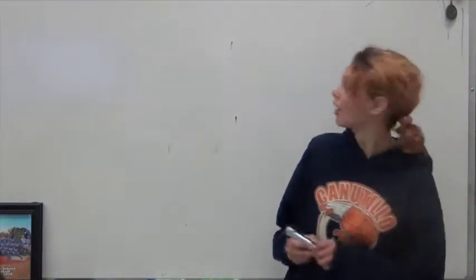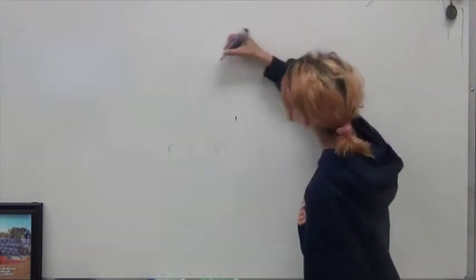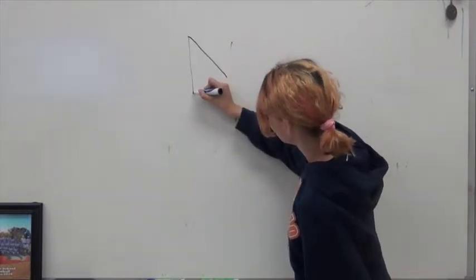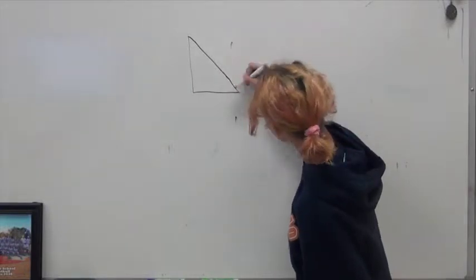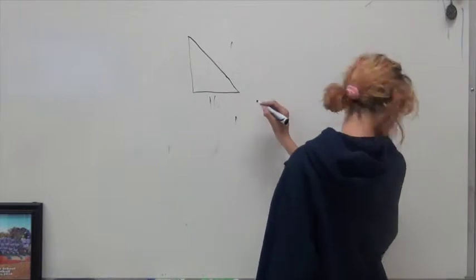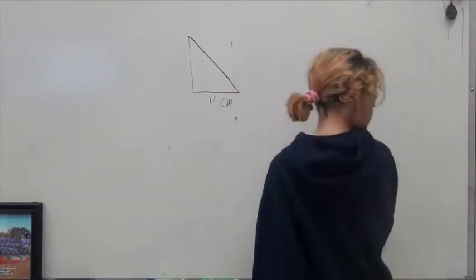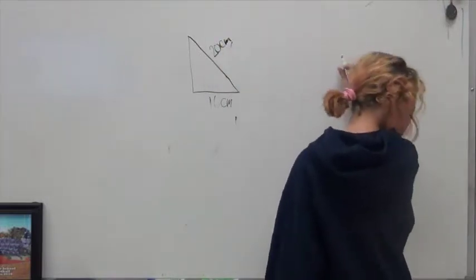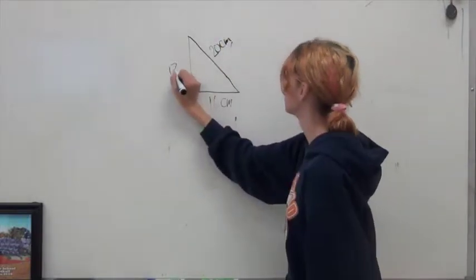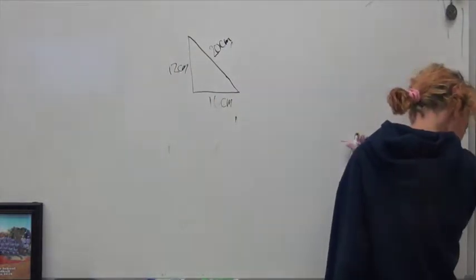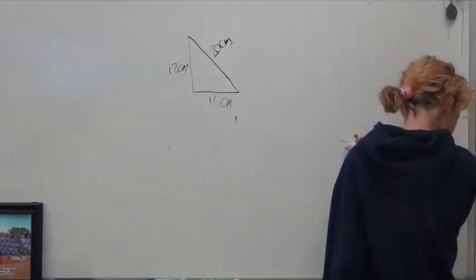So we're gonna start on problem number 2. So this is how it's gonna be. It's gonna be like this. Let's see if I can do it. So the bottom is gonna be 16 centimeters, and 20 centimeters right here. Back's gonna be 12 centimeters. So what we're gonna do is we're gonna be multiplying by 0.4.